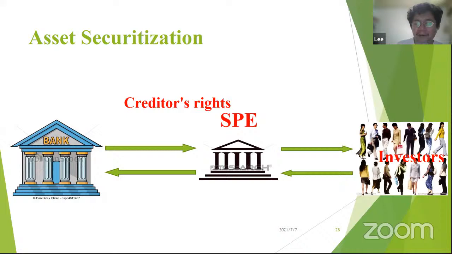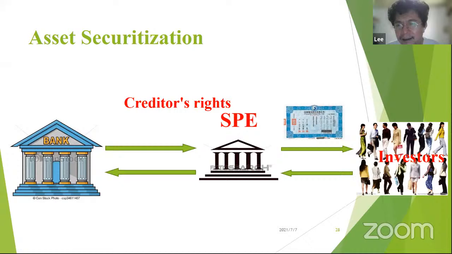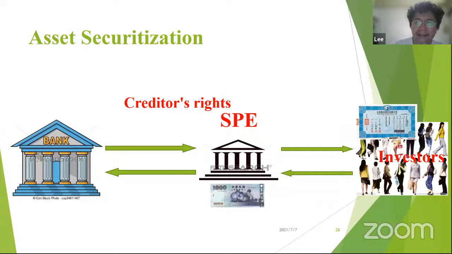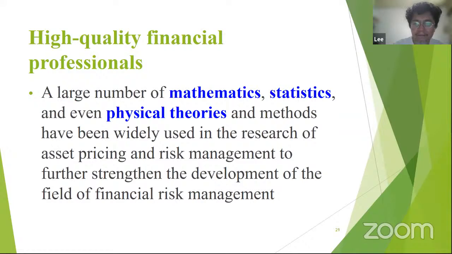So the special purpose entity designs something just like a stock certificate or a bond certificate and sells it to the investors. The investors pay the money to the special purpose entity, and the special purpose entity returns the money to the bank.